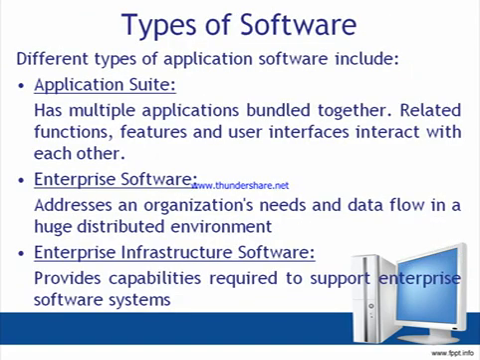Types of software. Different types of application software include application suite. It has multiple applications bundled together. Related functions, features, and user interface interact with each other. Enterprise software addresses an organization's needs and data flow in a huge distributed environment. Enterprise infrastructure software provides capabilities required to support enterprise software systems.